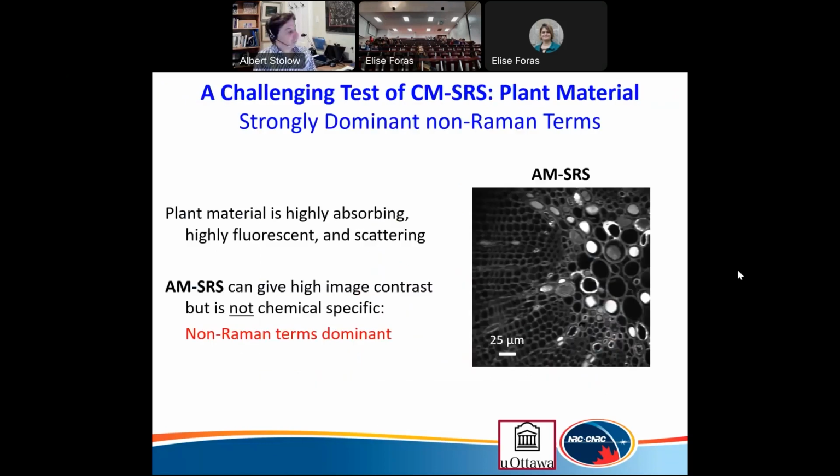Can we test this idea? So we're going to do something that's really difficult for coherent Raman techniques, which is we're going to look at plant material. Why are plants difficult to image in biology? It's because they're often very colorful. Colors mean absorption. Absorption means that there will be lots of other nonlinear terms that will interfere. So this is an example of an image of a piece of plant material which is highly absorbing, highly fluorescent, and it's also highly scattering. So this would be a big problem for ordinary microscopy.